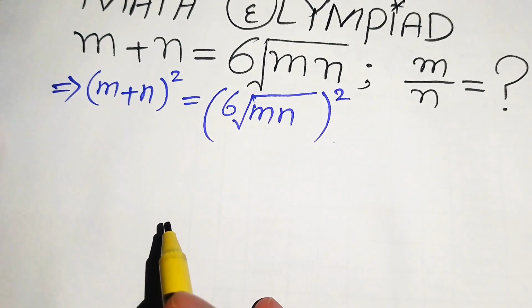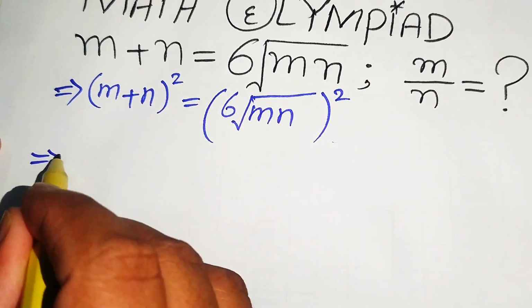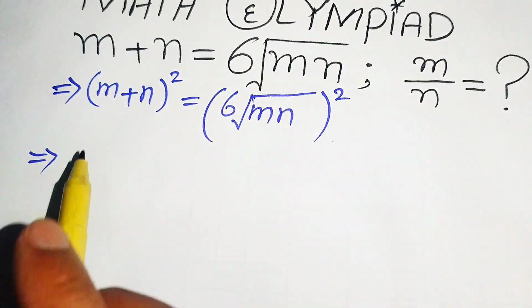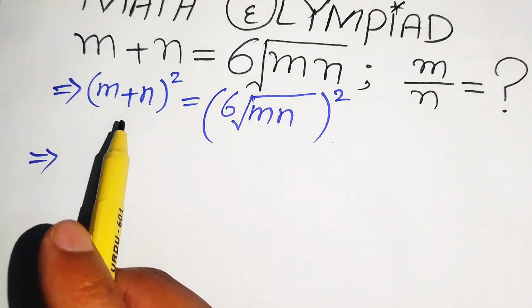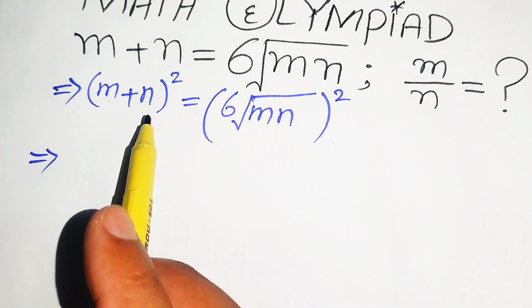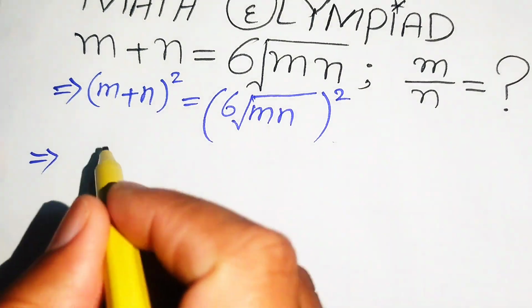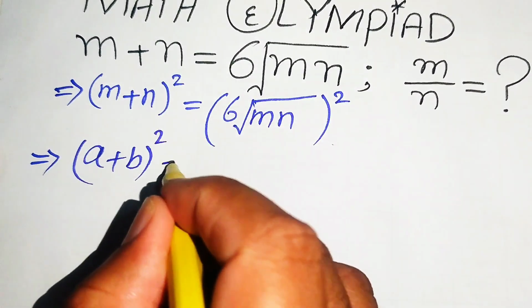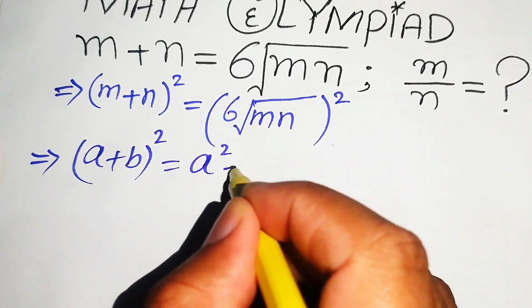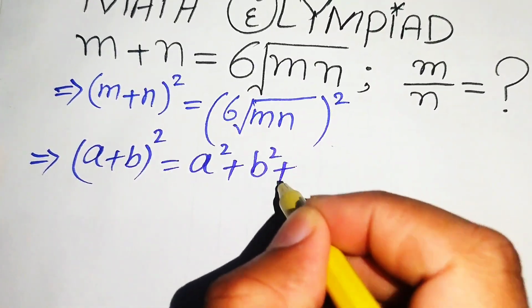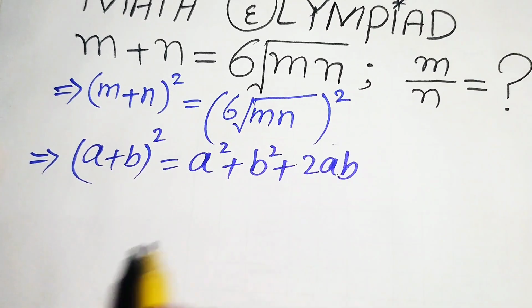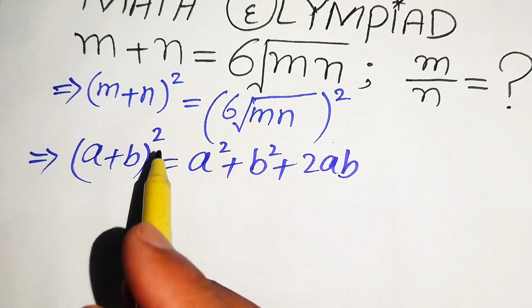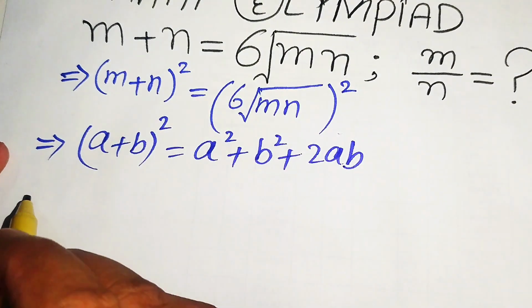In the next step, we open this square. We know that (a plus b) whole square equals a square plus b square plus 2 times ab. This is the nice square identity, and we need this formula on the left hand side of the above equation.